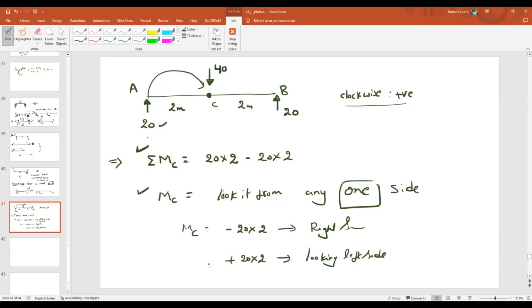Is it clear now, the difference between summation of moment at C and moment at C? This is also a common mistake where the students are committing mistakes. If it is clear, then I will go to the previous problem. Cleared, sir. Okay, now.